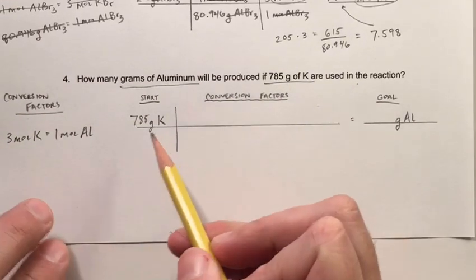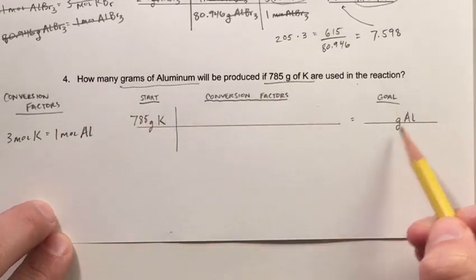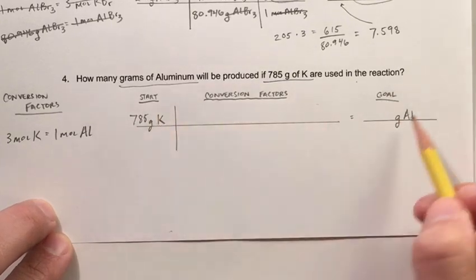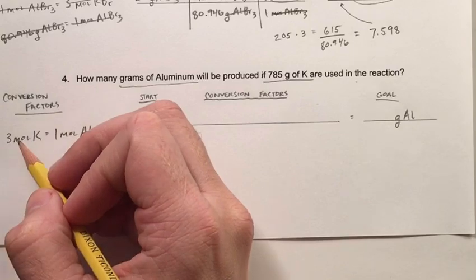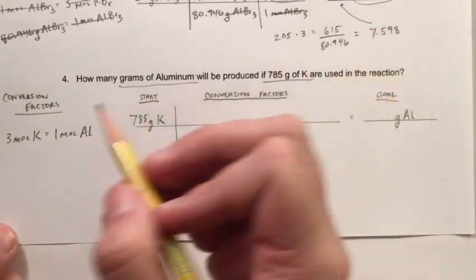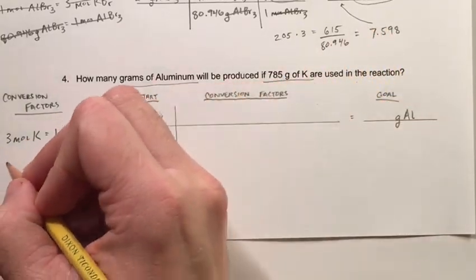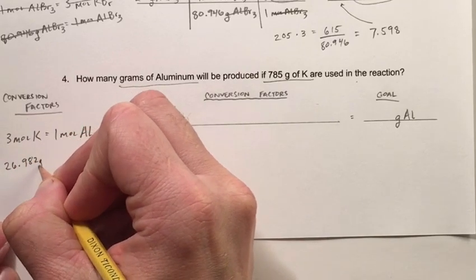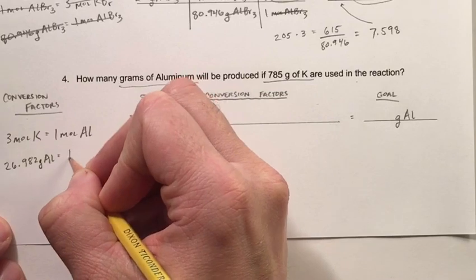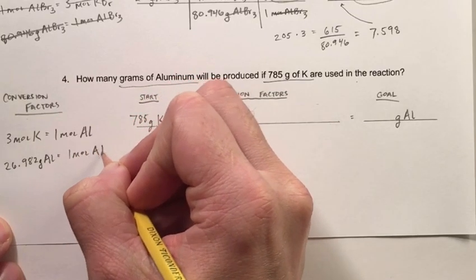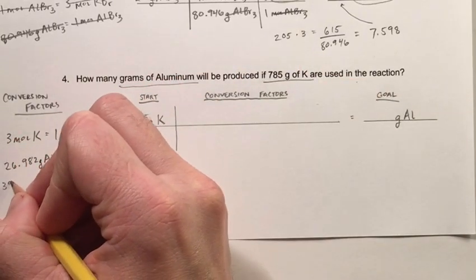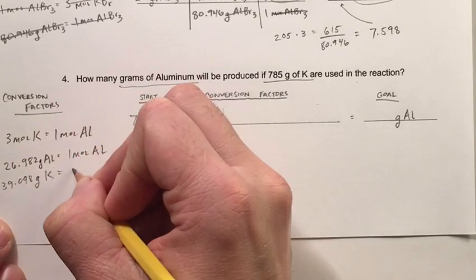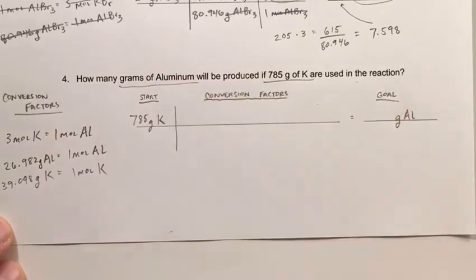And in this problem, we're going to start in grams and we're going to finish in grams. So we're going to need 2 molar masses, 1 for potassium and 1 for aluminum. So we're going to use the periodic table to find those numbers. 26.982 grams of aluminum is equal to 1 mole of aluminum, and 39.098 grams of potassium is 1 mole of potassium.